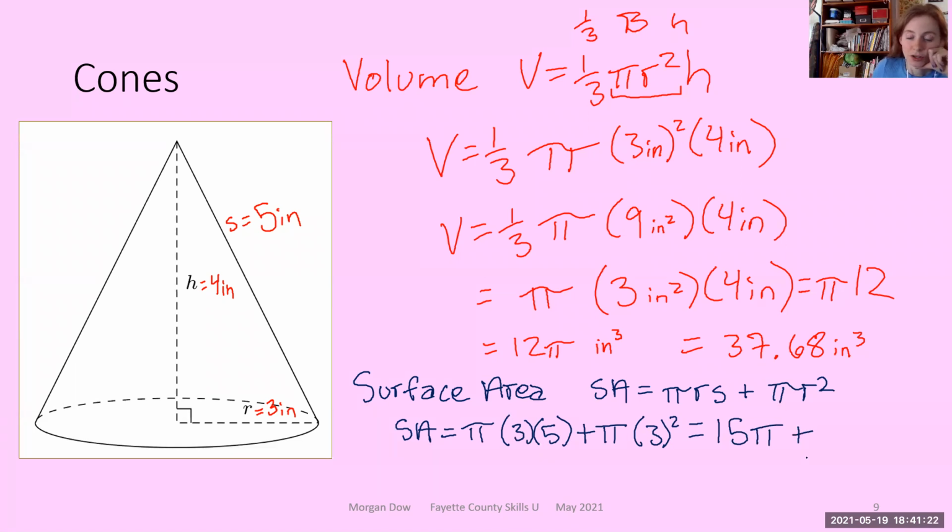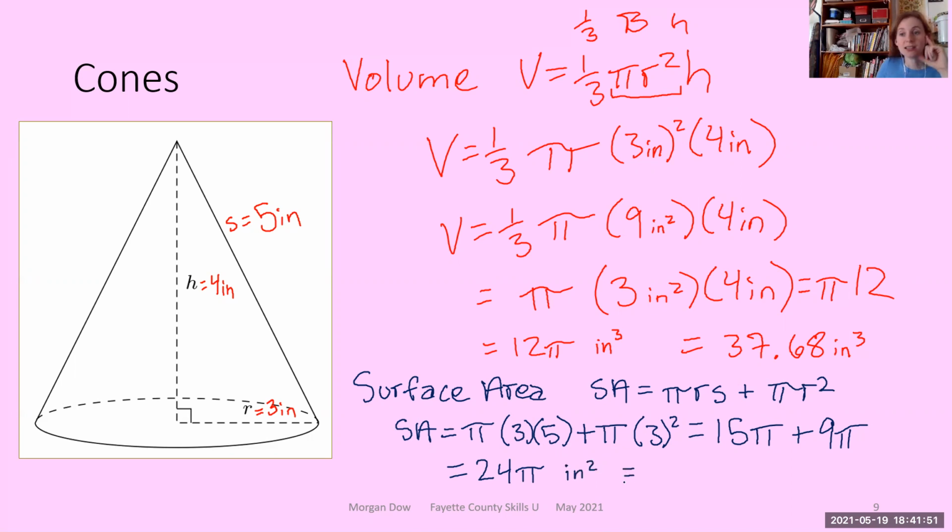And then for that second term there, pi times 3 squared, well, 3 squared is 9. So this becomes 9 pi. So we have 15 pi's plus 9 pi's all together. That is 24 pi's, 24 pi. So that would be 24 pi square inches because it's surface area that we're talking about here.